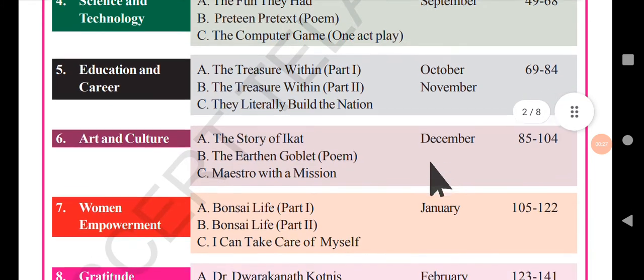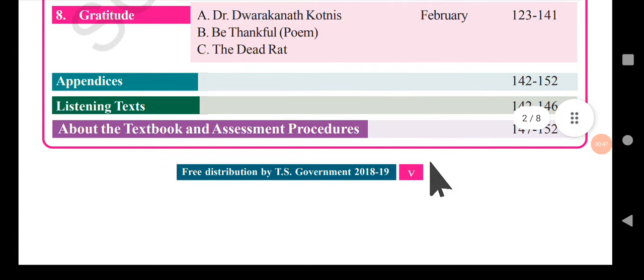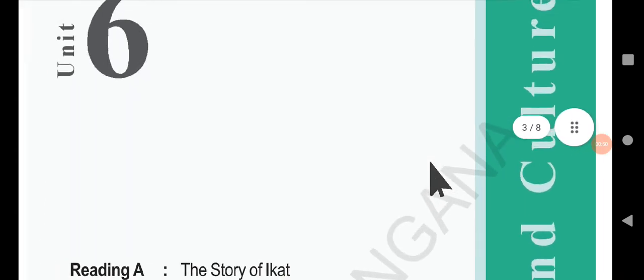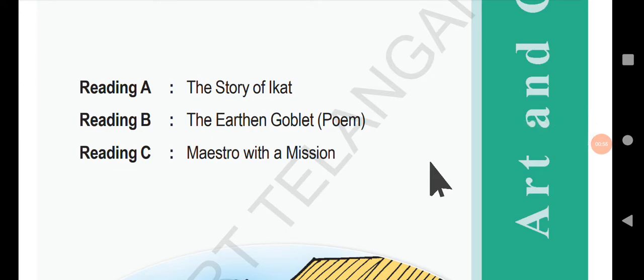So in the video which you are going to see now is the next lesson, which is about art and culture. That is the theme of this whole unit, and in this 6th unit the reading A is the story of Ikat. Okay, so this is the topic I am going to discuss here in this video. So yes, let me just zoom out. So here we can see reading A, B, C: the story of Ikat, the earthen goblet, that is a poem, and reading C, that is maestro with a mission.